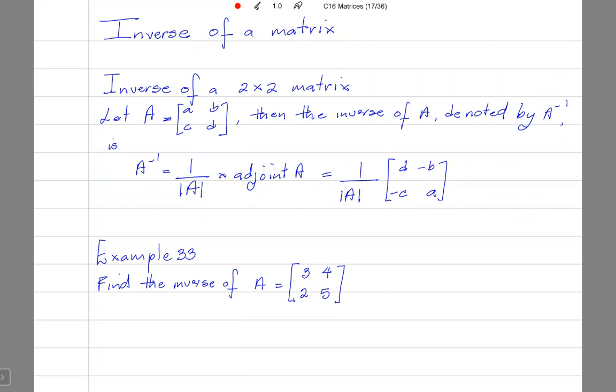All right, so how do we get the adjoint matrix? For a 2 by 2 matrix, we're going to interchange the leading diagonal elements. The other two elements stay where they are, but their signs change.